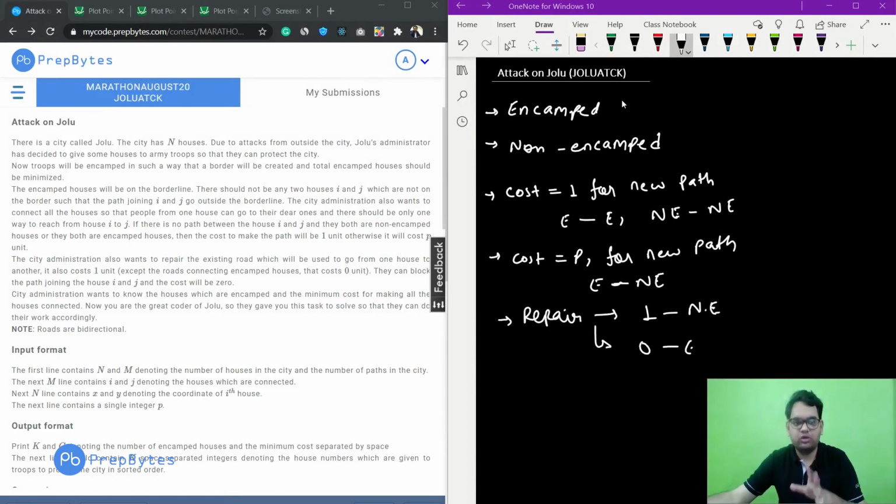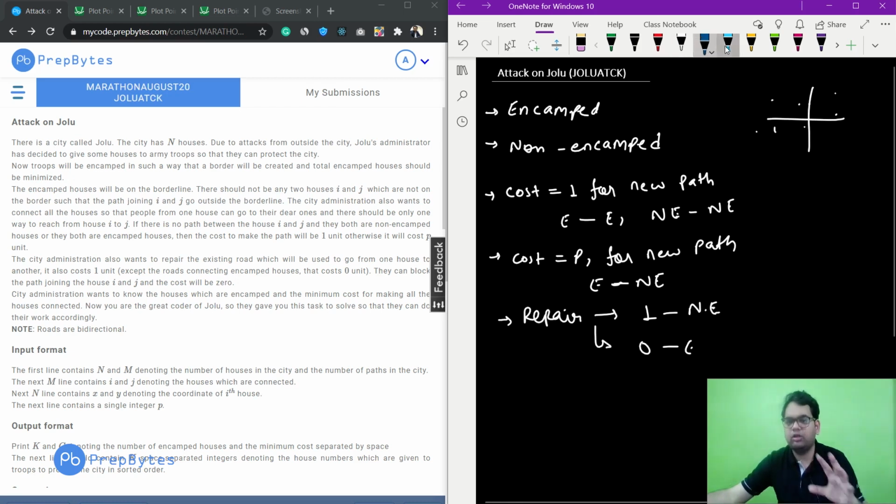Okay. So the question says that there is a city and there are n houses in the city. You will be given the coordinates of all those n houses. What we need to do is first of all find the border, and connect all the border coordinates. Secondly, the border houses will be known as encamped houses, and the inner houses will be known as non-encamped houses.